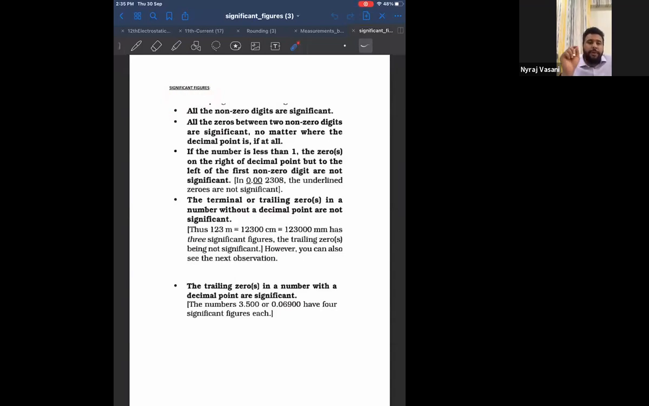So write down rule number 1. You have written the side heading significant figures. Below that, write down rule number 1. Now, what is rule number 1? Write down: all non-zero digits are significant. It is there on the screen also. Write this as your rule number 1. Make a note. All non-zero digits are significant.